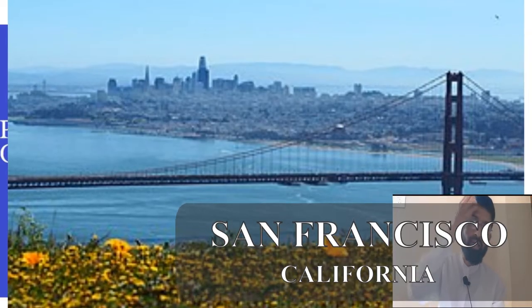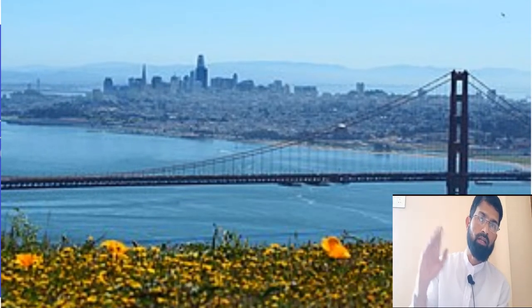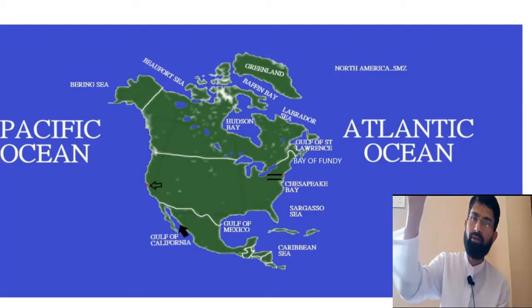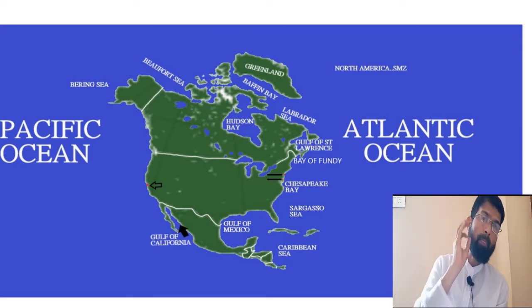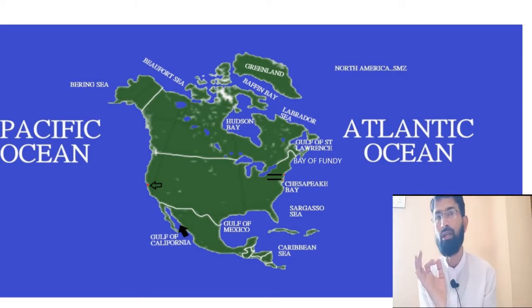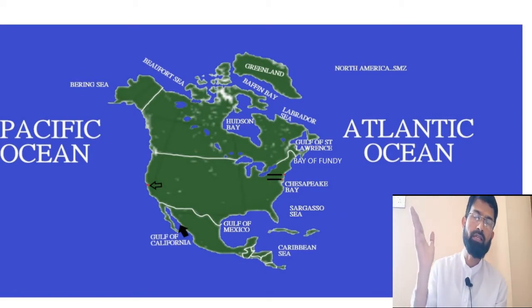Okay, next we go to San Francisco. Where do we go? San Francisco is located on the west side. If you see the American states on the west side, you will find, as in my previous video we discussed, California. Okay, it is located in California.